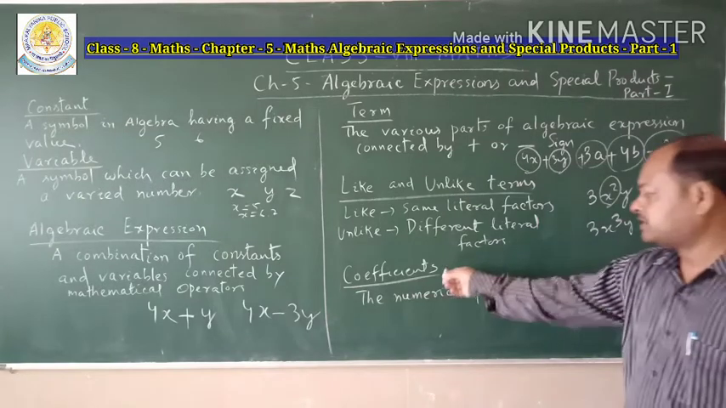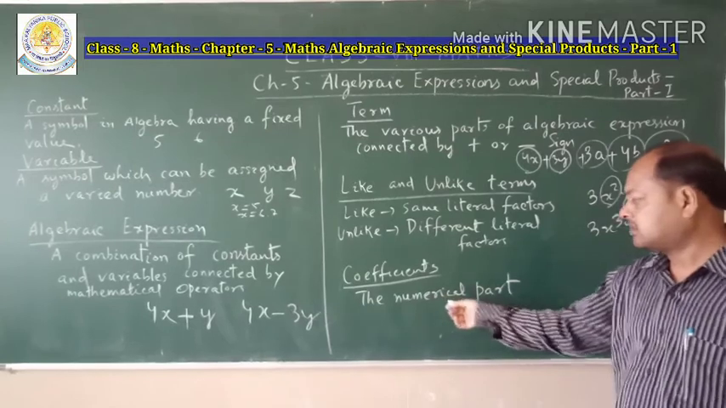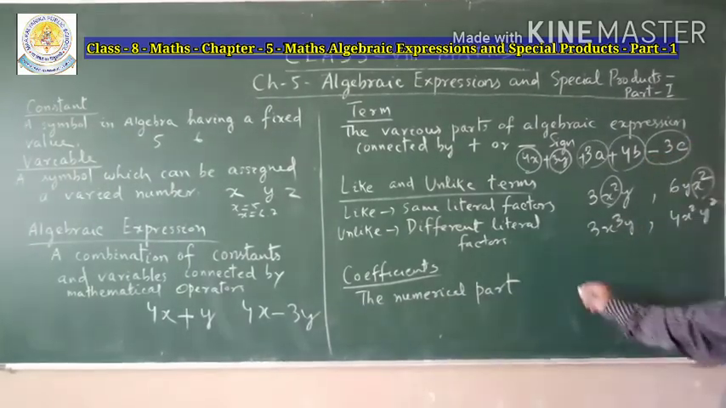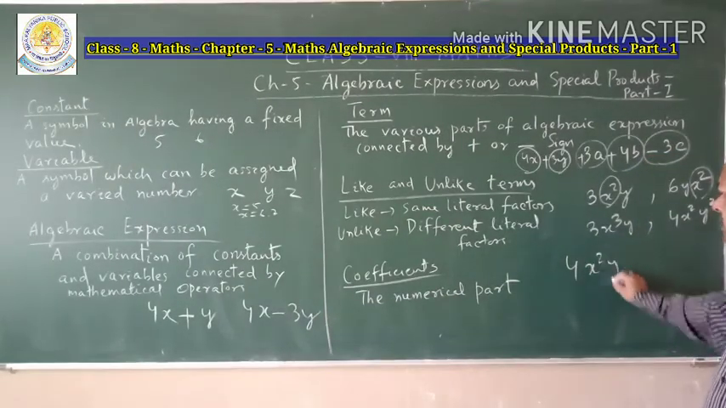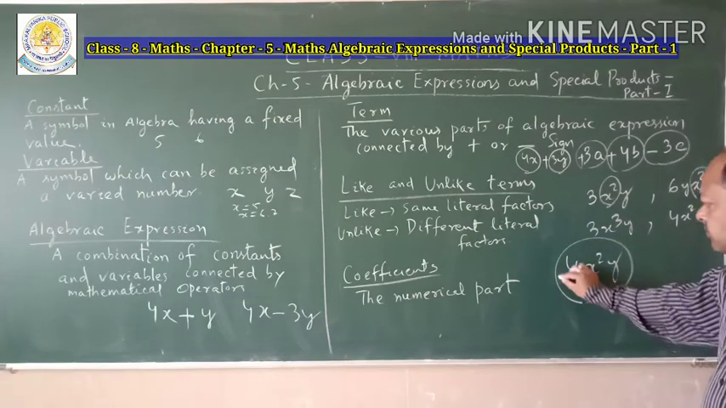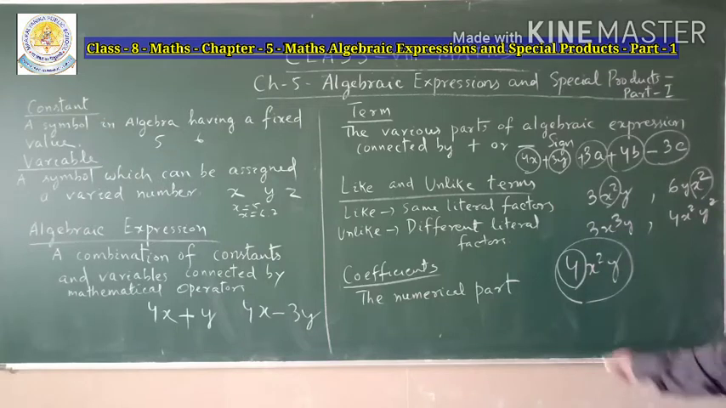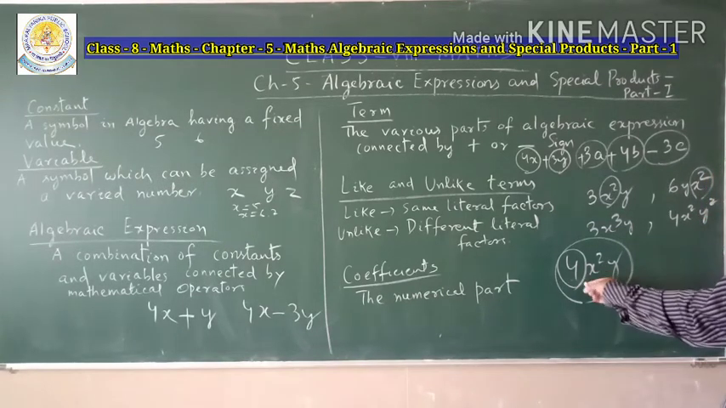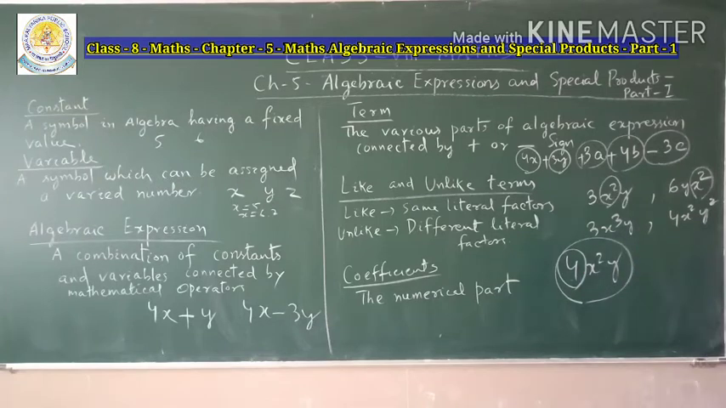Now what is a coefficient? Coefficient means the numerical part of a term. Suppose this 4x square y is a term here. Here 4 is the numerical part. This 4 is called the coefficient. Okay.